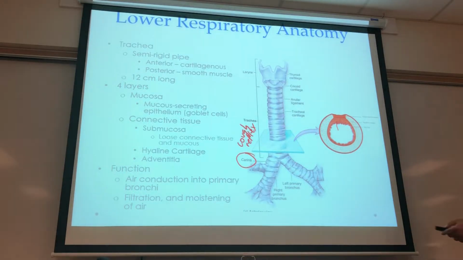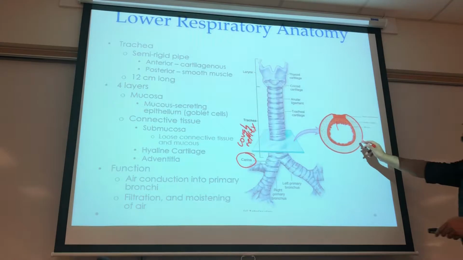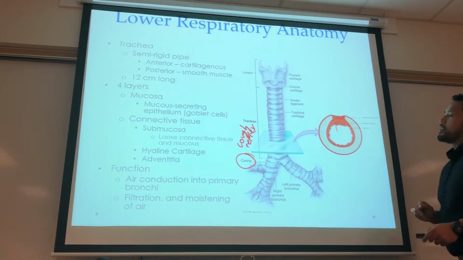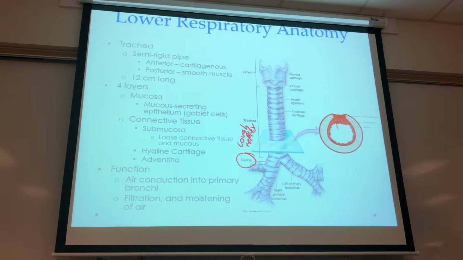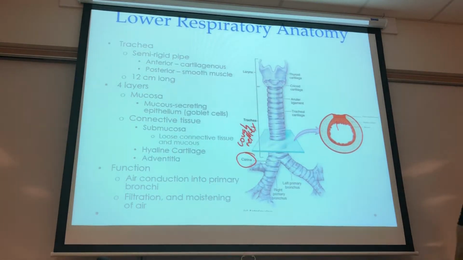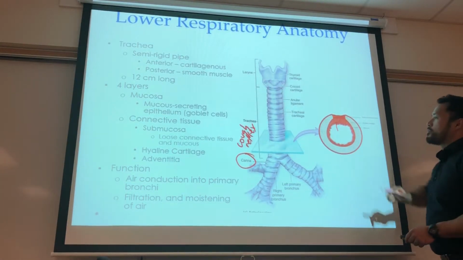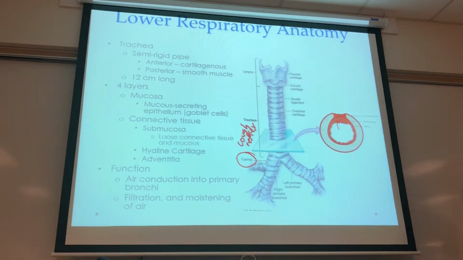The other thing to look at, besides the structure of it, is the different layers. You'll see once again the same layers that we saw earlier: mucosal layers, which produce mucus to line the inside. You'll see the connective tissue on the outside: submucosa, the hyaline cartilage, and adventitia. Again, not as important, but they contribute to the overall structure of this transverse cut.